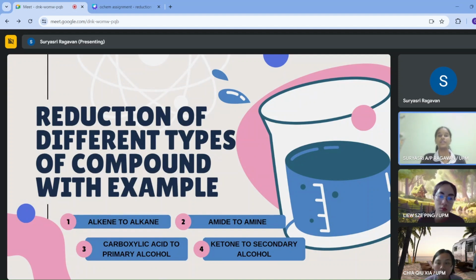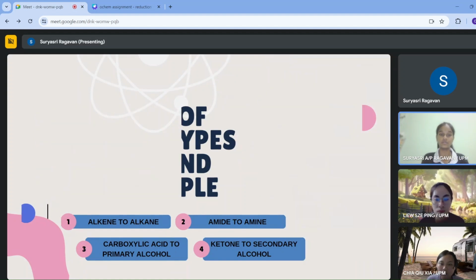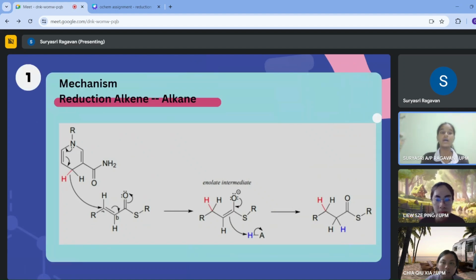Alright, so next I'll be explaining the reduction of different types of compounds with examples. I'm going to be explaining four examples, and the first one will be the mechanism of reduction from alkene to alkane. The alkene first adsorbs onto the metal catalyst surface, and then the hydrogen molecules will dissociate into atoms on the catalyst surface, and then the hydrogen atoms will transfer to the carbon atoms of the double bond. And finally, the product alkane will desorb from the catalyst surface.